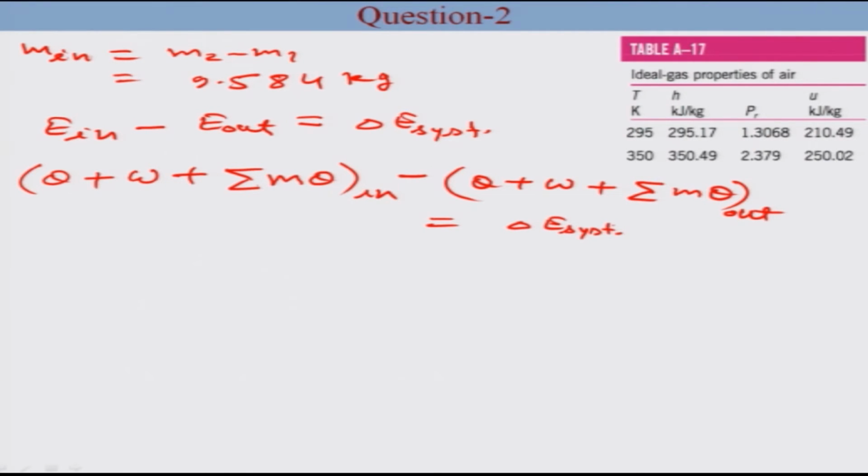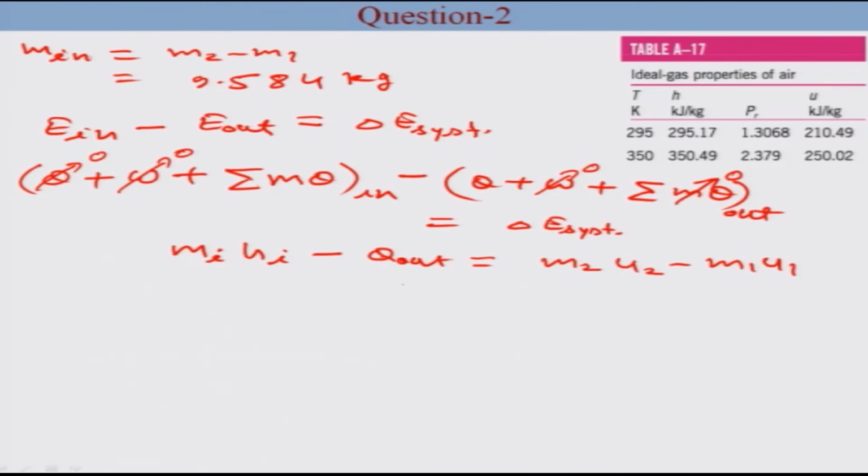Okay. So, we know that there is no heat coming into the system, no shaft work involved here, and there is no work done by the system. So, this will also be 0, and there is no flow work coming out of the system. So, this will also be 0. So, from here we get mass coming into the system times enthalpy minus heat coming out of the system will be equal to change in internal energy of the system.